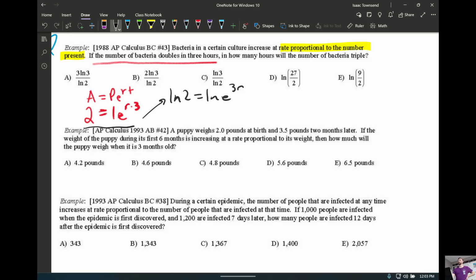You can start to see why the answers kind of look the way they look. And the reason you want to take the natural log of both sides is because if you have an exponent on something you're taking the log of, that exponent can come down out front. Natural log of e is just 1. So it looks like r, the rate, is the natural log of 2 over 3.